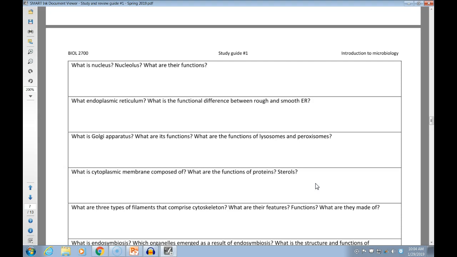A couple of things to know. For the three filaments, when asked about features and functions, not so much functions, but features you have to be well aware of: what they're made of and whether they are dynamic or static. So if I ask you about microfilaments, you need to know they're made of actin. They can be destroyed and rebuilt.